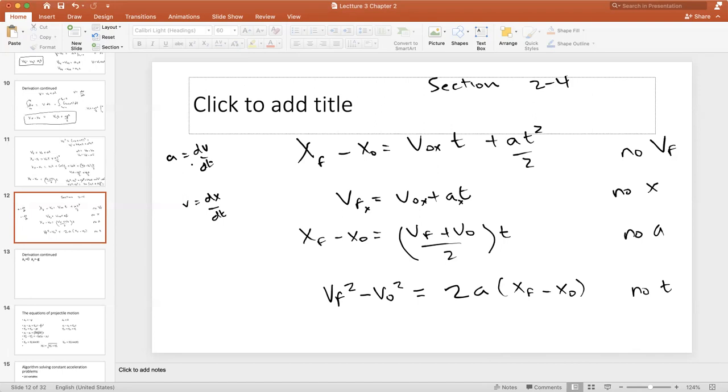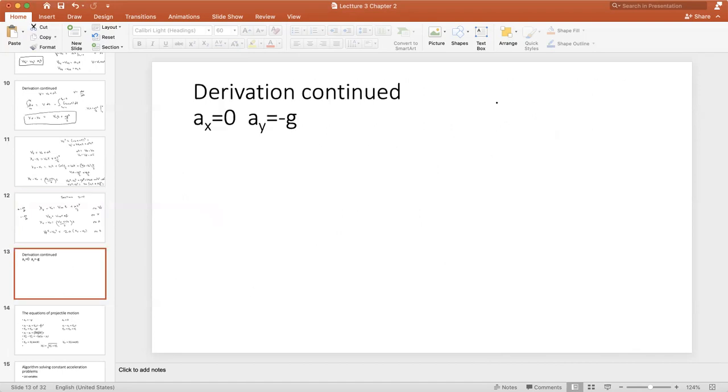But we're going to talk about that algorithm in a minute. Before I do, I want to talk about a special case of these equations that we're going to come up with for Monday. And that's the case when you have projectile motion.